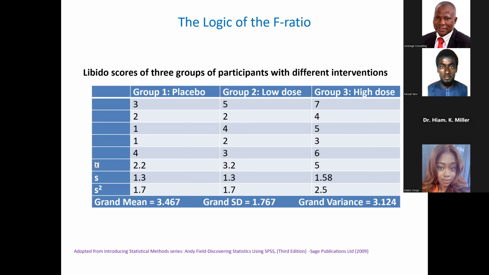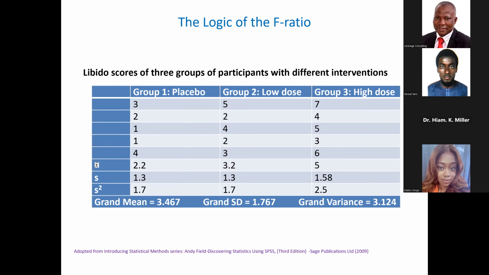So maybe you will put it on a scale of 1 to 10. After the performance, you ask each person to rate: how did you rate your libido on a scale of 1 to 10? Look at what the result gives. For placebo, 3, 2, 1, 1, 4. Those are the 5 people. They are different groups, it's not just the same person. So we have 5 people that were given placebo.